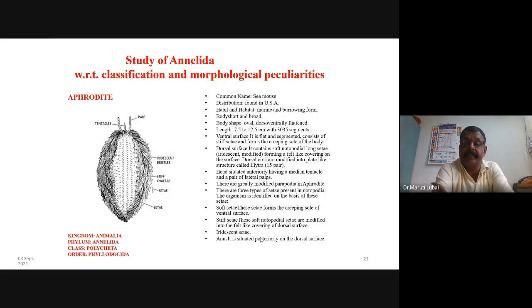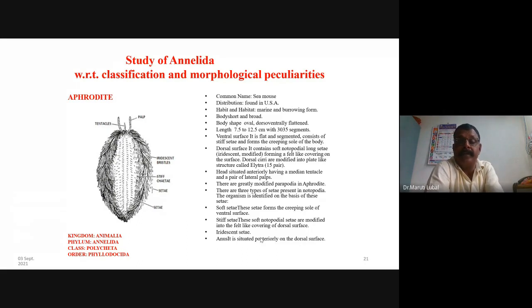The ventral surface is flat and segmented, consists of stiff CT and forms a creeping sole of the body. The dorsal surface of the Aphrodite contains a soft notopodial long CT, forming a felt-like covering on the surface. Dorsal cirri are modified into plate-like structures called elytra. There are 15 pairs of elytra.